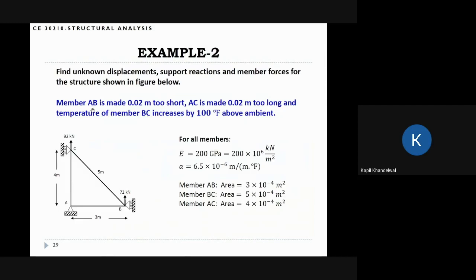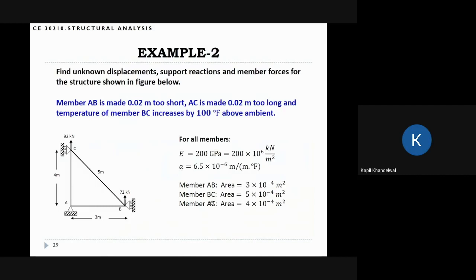In this case, we have member AB in which there is a fabrication error. This member AB was made 0.02 meters too short. Member AC was made 0.02 meter too long. So AC also has fabrication error. And the temperature of member BC, this diagonal member, increased by 100 degree Fahrenheit above the ambient. So I'm trying to include different effects and different members, so you get an idea how to solve this kind of problem.